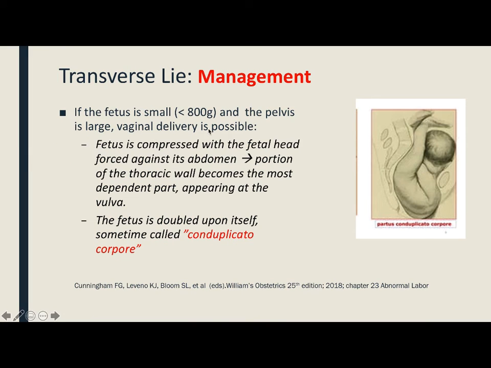If the fetus is small, like it just weighs less than 800 grams, and the pelvis is quite large, then vaginal delivery is still possible. The fetus is compressed with the fetal head forced against its abdomen. So the portion of the thoracic wall becomes the most dependent part, therefore appearing at the vulva. And so the fetus is doubled upon itself, and this is what we call conduplicato corpore.